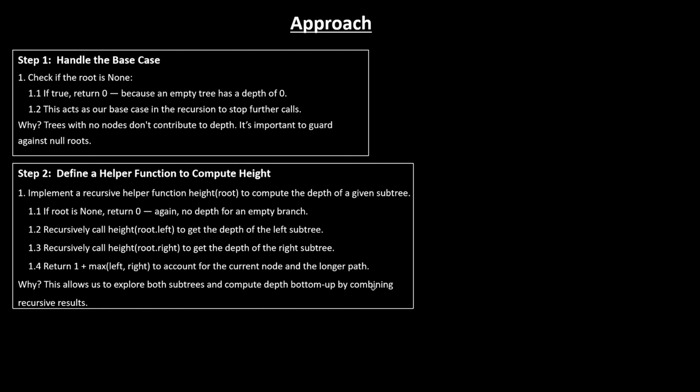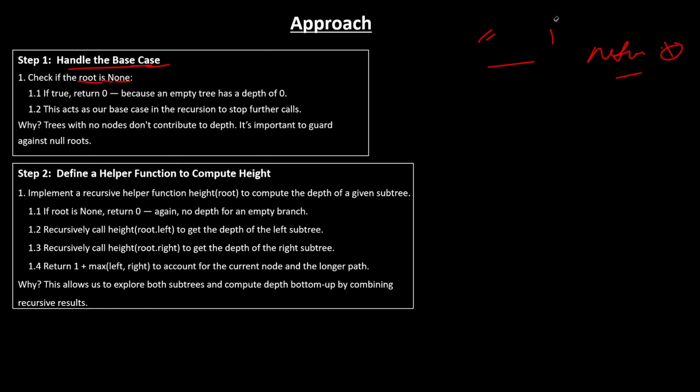Now, since we got the intuition of the problem, let's look into the approach of how we're going to solve it. Fine. Okay. Let's start with handling the base cases. For example, we check for the root if it is none. Suppose we are not given a tree at all, right? There is no depth then. Fine. So we'll return zero, of course.